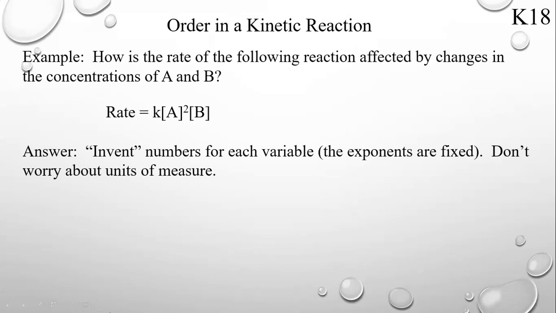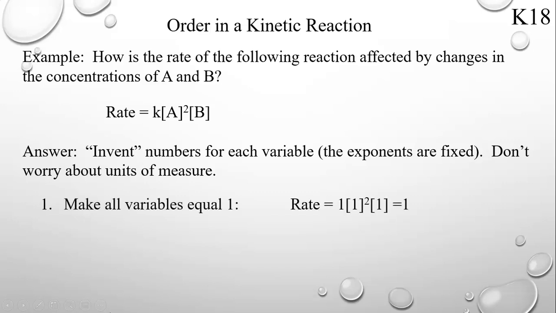So, example: how is the rate of the following reaction affected by changes in the concentrations of A and B? There's the equation we're going to use. We're going to say that A is a second order reactant and B is a first order reactant. So what you do is just invent some numbers for each variable. The exponents are fixed. You can't change that 2 or that 1. Don't worry about units of measure. Make all variables equal to 1, and you plug them into A and B and into K as well. K is really not a variable. The rate constant is fixed for a certain reaction at a certain temperature. But if you do that, you'll end up with 1.